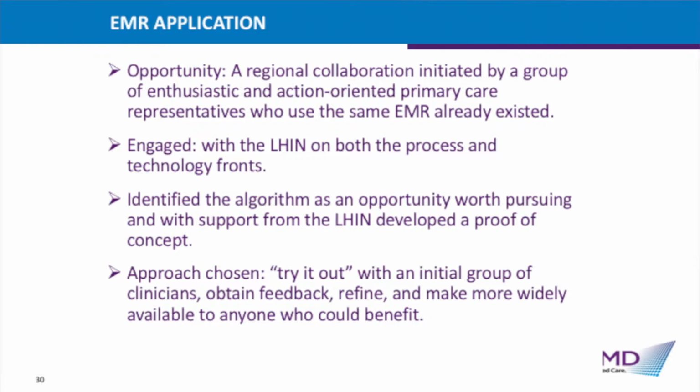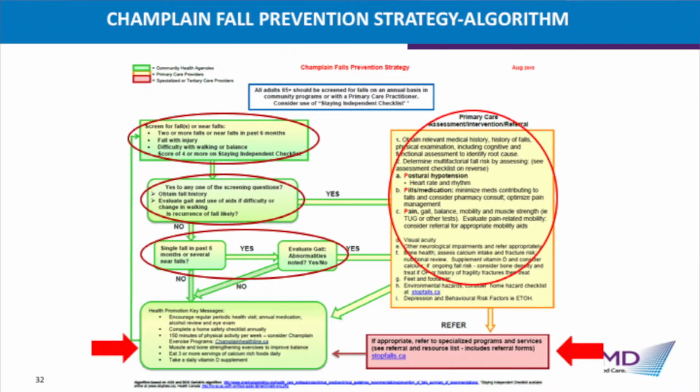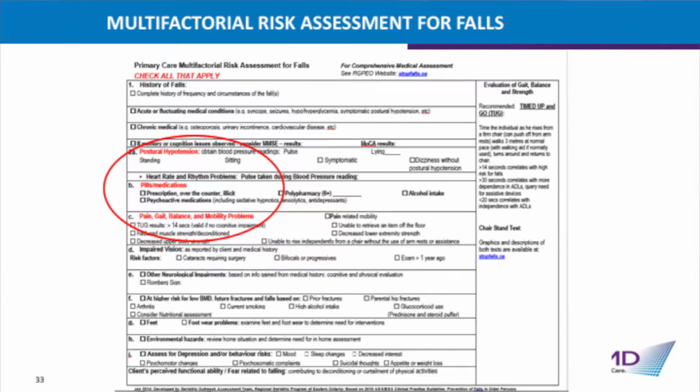So this is our Stay Independent checklist on a paper-based system. And this is the algorithm, the Champlain Fall Prevention algorithm, where you start by screening. You answer yes or no. And depending on your answer, you walk yourself through the algorithm. If you're identified as being at risk, you do the multifactorial risk assessment. And if you're not at risk, well, counseling is also important: exercise, vitamin D, other programs that people can go to, and then decide whether appropriate referral to the fall prevention clinics in the community. And this is the multifactorial assessment on a paper-based system.